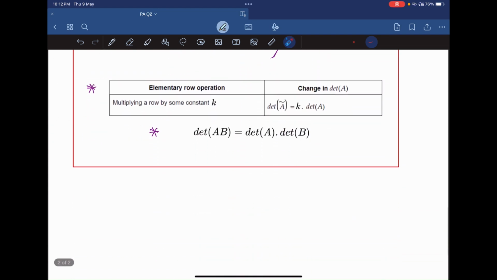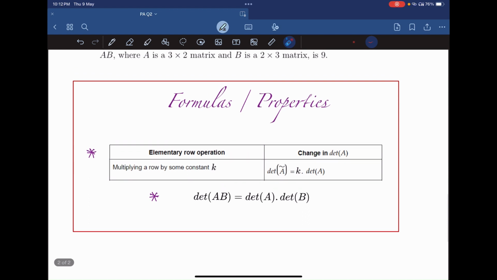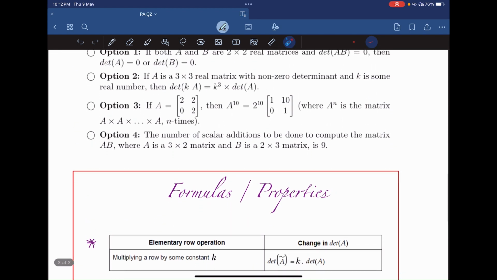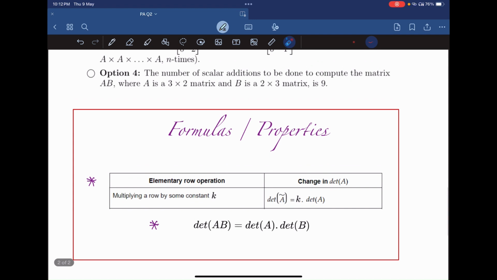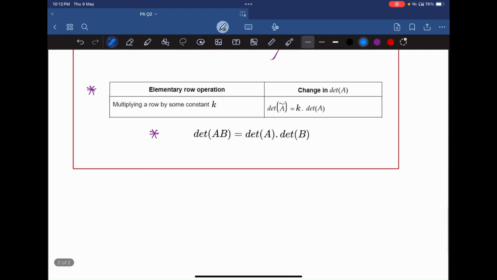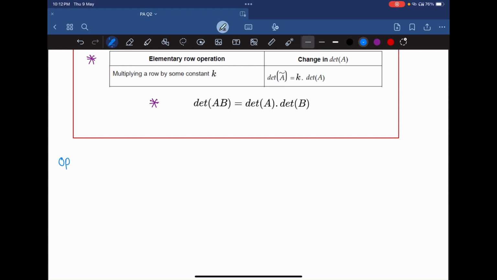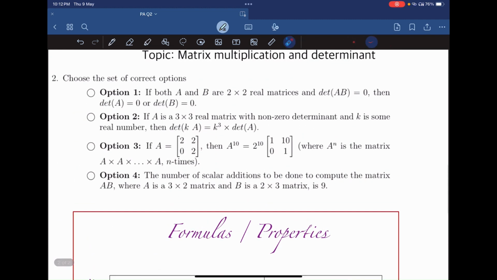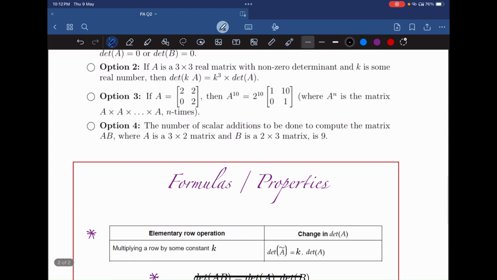So I have written down some properties that we are going to use here, and how we are going to use them, we will see by going through each option one by one. So let's look at first option. Option 1 says if both A and B are 2 cross 2 real matrices and determinant of AB is equal to 0, then determinant of A is equal to 0 or determinant of B is equal to 0.